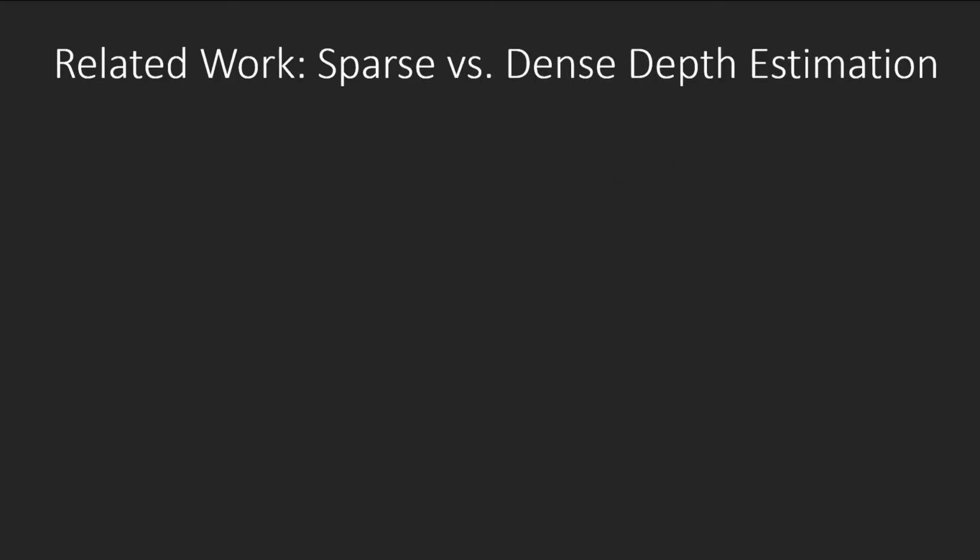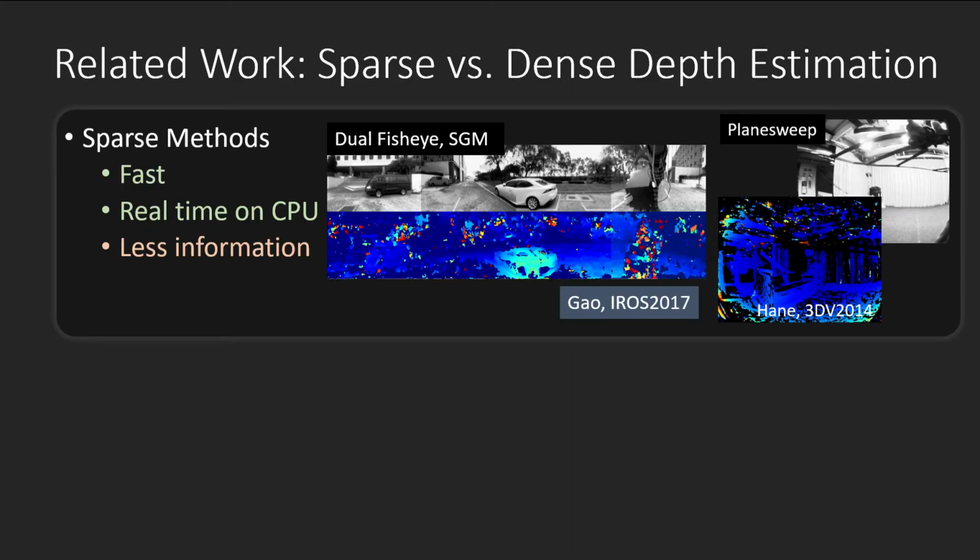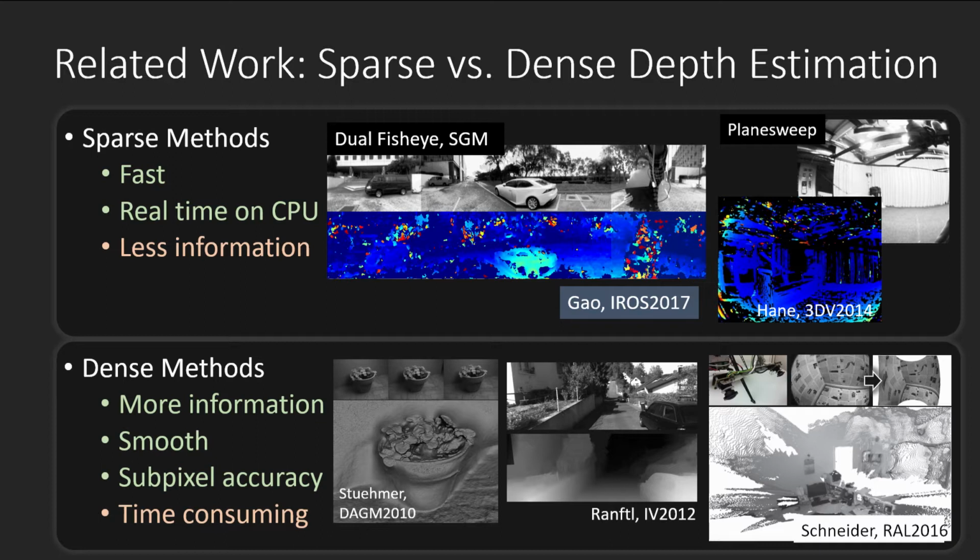Several works have addressed the depth estimation problem. We can categorize them into sparse and dense methods. Sparse methods include state-of-the-art techniques such as semi-global matching and plane sweep. Gao in 2017 and Hein in 2014 applied these methods on fisheye cameras. Sparse methods are fast and can run in real time on CPU, but obviously lack information, especially in low texture areas. On the other hand, dense methods have more information and are inherently smooth and have sub-pixel accuracy.